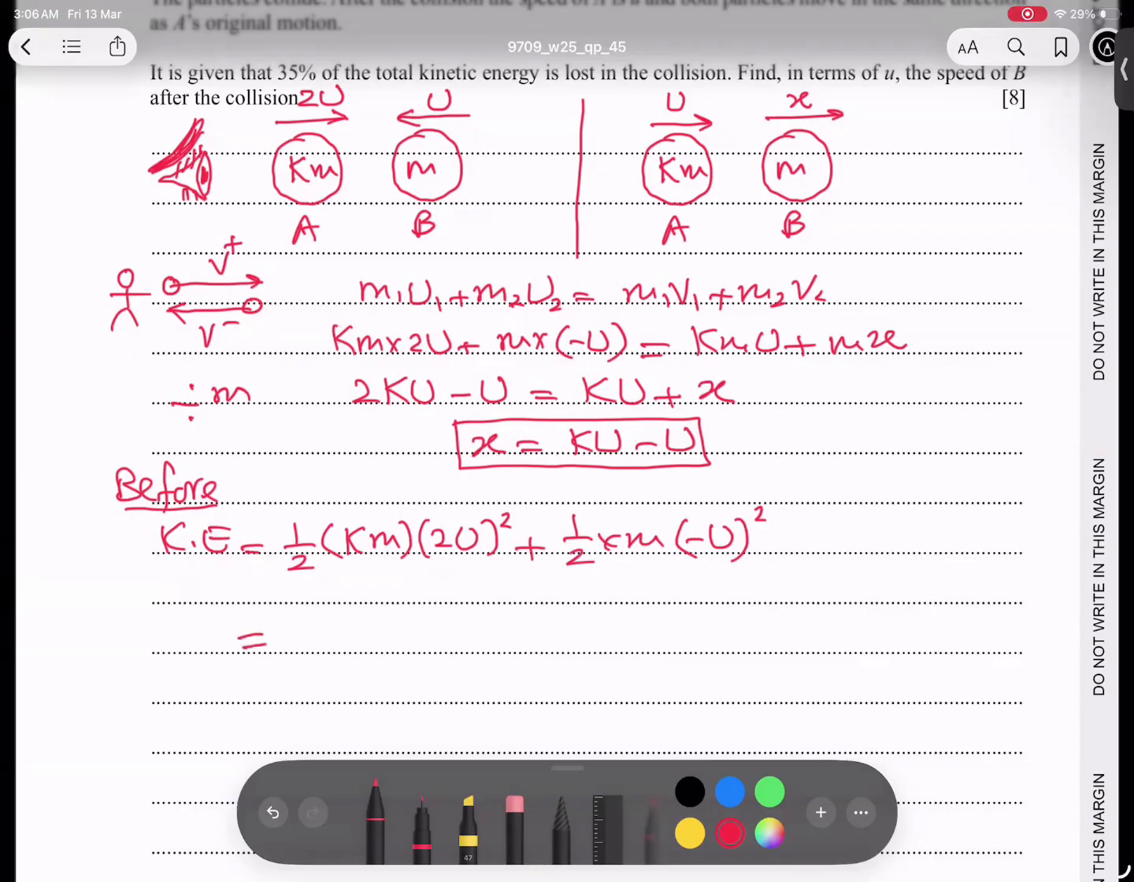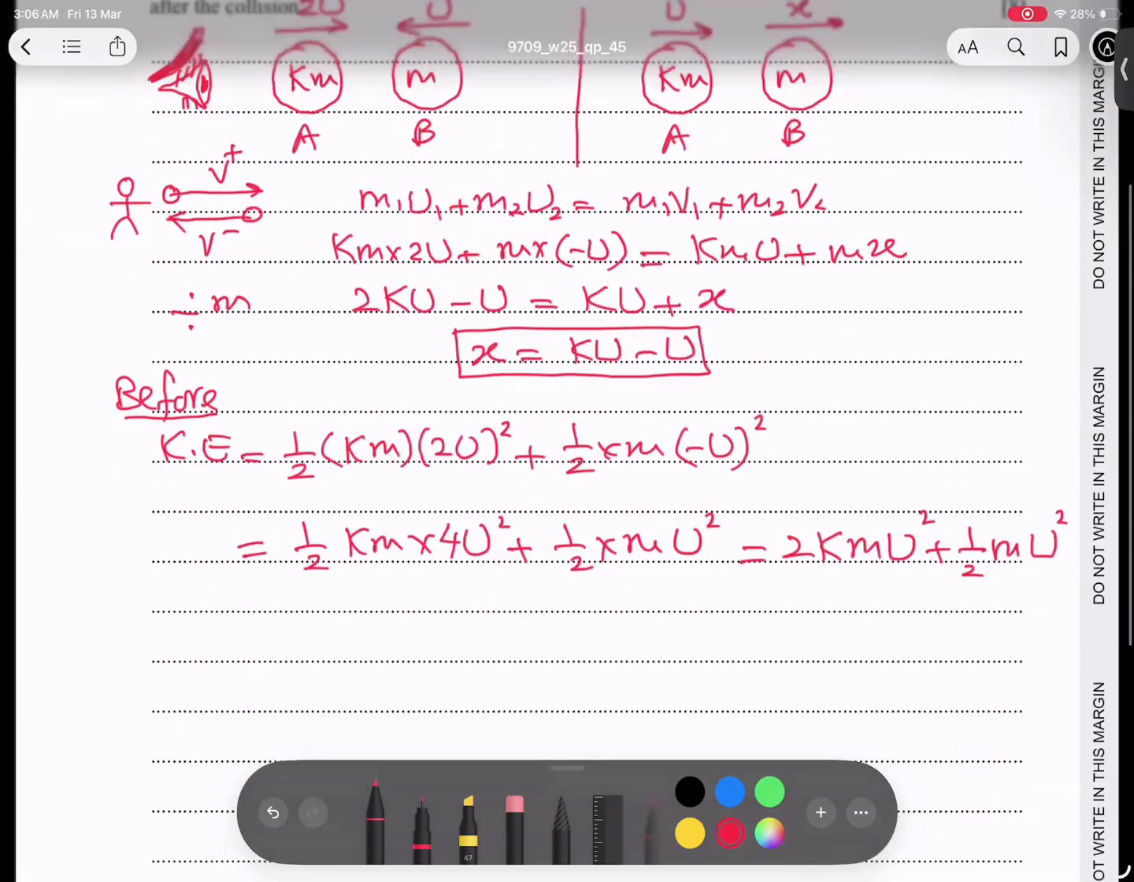If we check it carefully, you have half km times 4u squared, and here positive half times m u squared. If you look carefully, students, I think we cannot do anything more because k is there, but I can simplify these two. So let's simplify: 2 km u squared plus half m u squared. Okay, done. This is before collision.